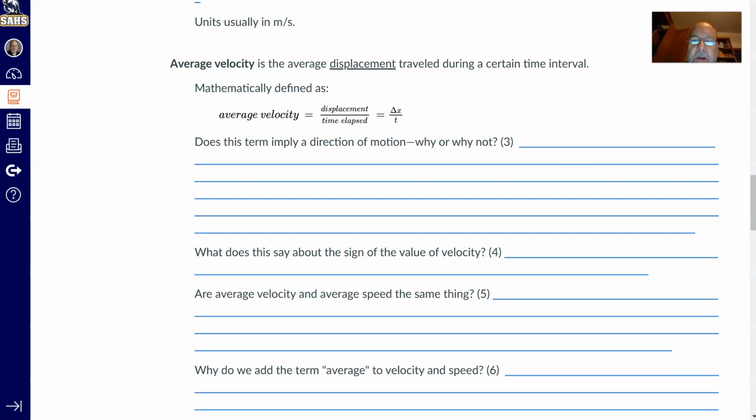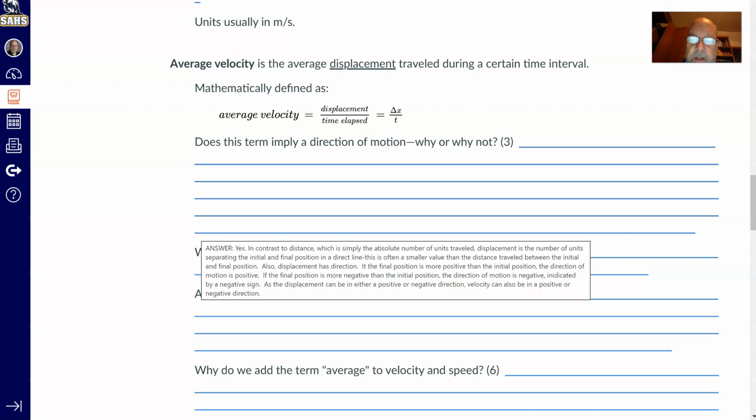And so, just like with distance, I'm going to ask, does this term imply a direction of motion, why or why not? And again, remember that because I am using displacement instead of distance, displacement requires a direction. I'm either moving in the positive or negative direction. So velocity also requires this need for a direction of motion. Okay, so I've got a fairly lengthy description here that I need you to write down and understand.